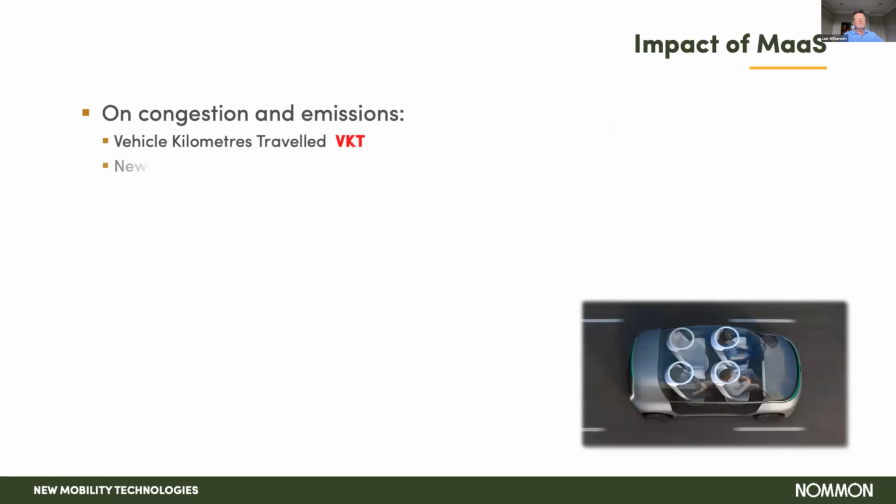So let's have a look at what happens with mobility as a service. The vehicle kilometers traveled will change. And they will change essentially because of the way they are served, but also because you have empty vehicle kilometers traveled. I mean, you have relocation of vehicles to serve other customers. This happened with taxis as well. With taxis, there is a driver there, but there are no passengers. And so we have this extra vehicle kilometers traveled, and they increase congestion and they increase emissions.